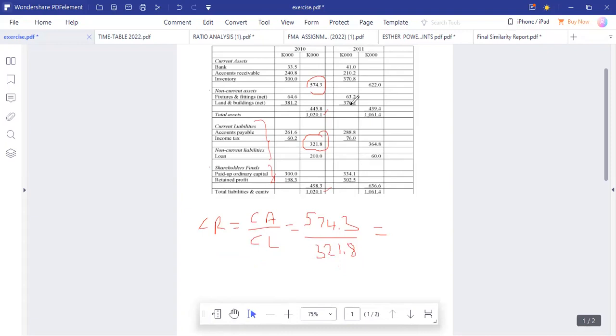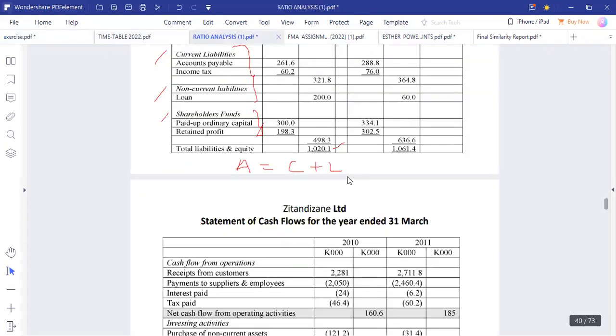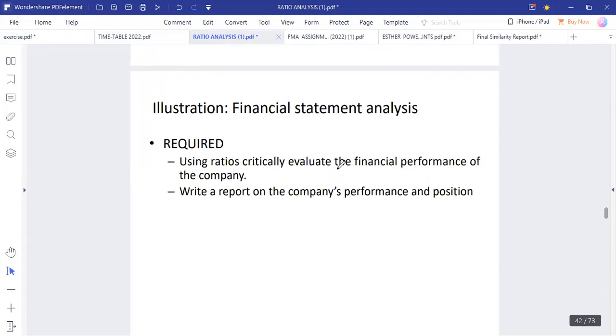And for 2011, 622.0 over 364.8. Okay. So quickly, hoping you are going to follow. So these are the ratios here.